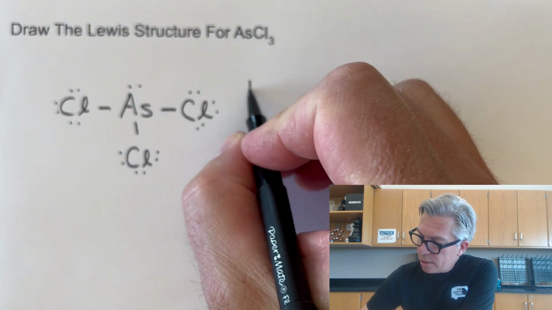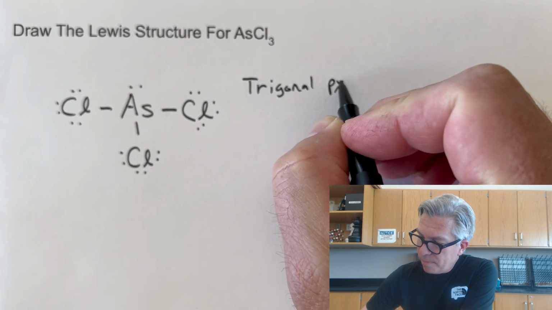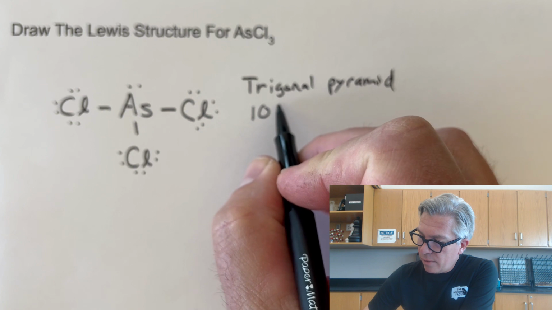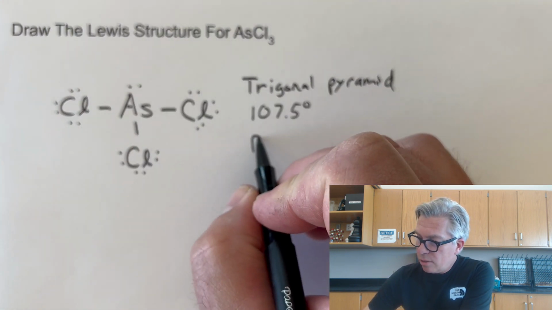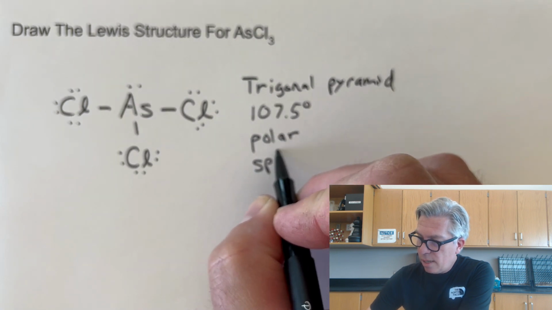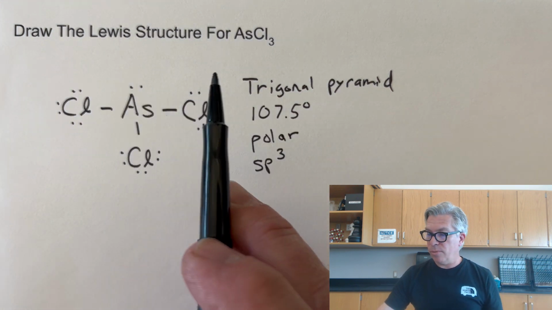Great, and if you said this was trigonal pyramidal, it's going to have a 107.5 degree angle, slightly less than the 109.5. This one's also going to be polar, and it's going to have sp3 hybridization because 1, 2, 3, 4 pairs of electrons, they all need a hybridized orbital. And there you go. We also drew nitrate ion.